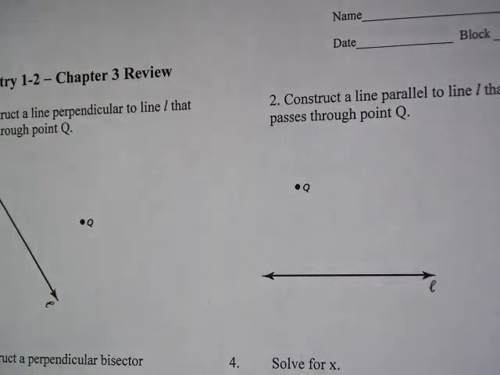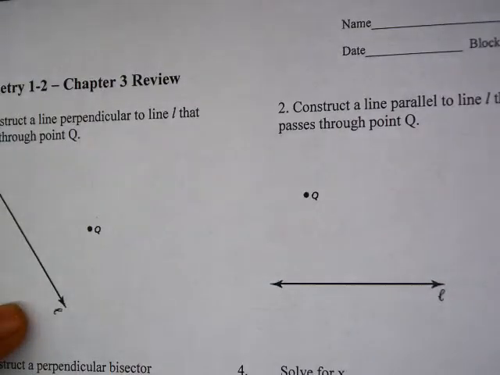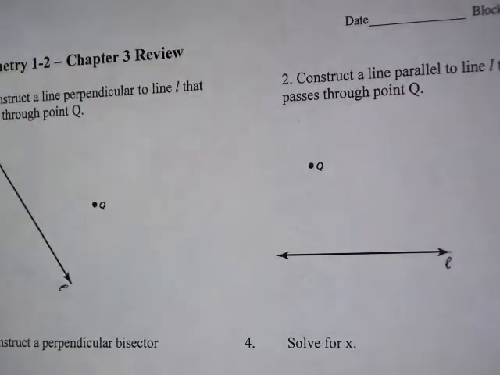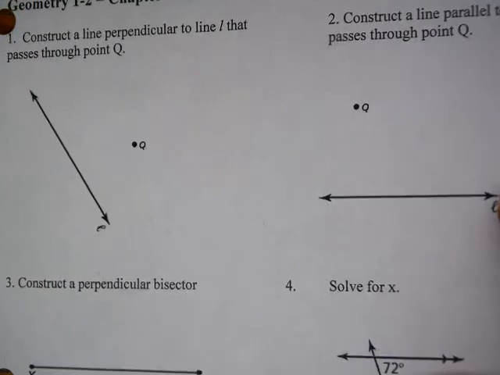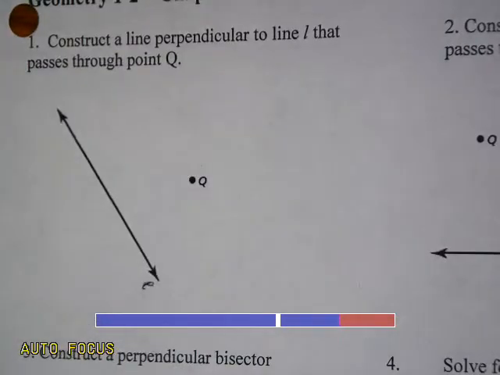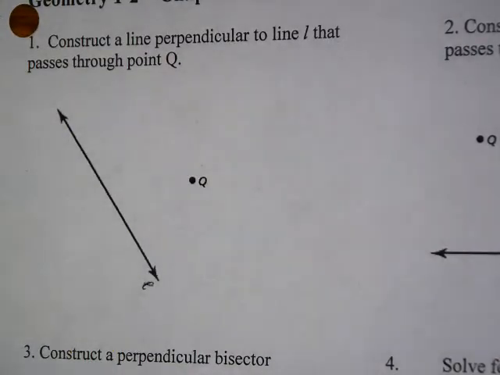Okay, so this is the review for the Unit 2 exam, which covers Chapter 3 and Chapter 4. So this will be the Chapter 3 portion, and in a little bit I'll do the Chapter 4. So the first couple of problems we have to do construction. So in number 1, we're supposed to construct a perpendicular line that passes through the point Q.